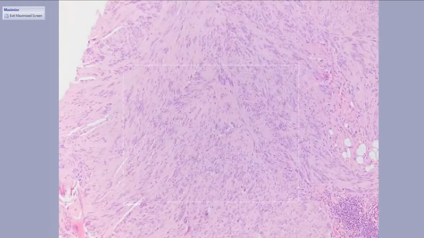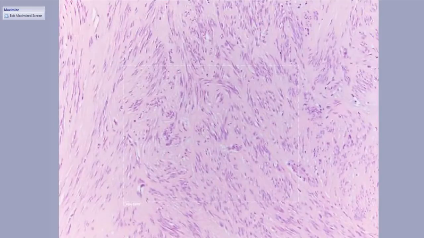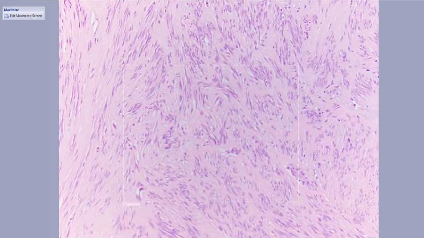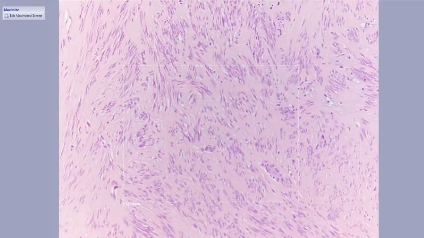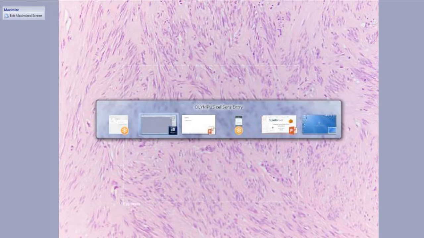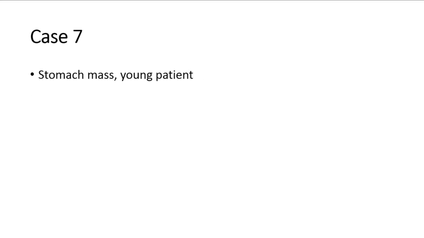So if you subtract out the features I pointed out, the prominent vessels, which might just be entrapped, and the palisading, this looks basically exactly like the previous lesion I showed you, maybe a little less cellular, and the inflammation here is a bit of a red herring, but this is another GIST of the stomach, not a schwannoma, despite the palisading and the prominent vasculature, and in the stomach, the peripheral lymphoid aggregate.